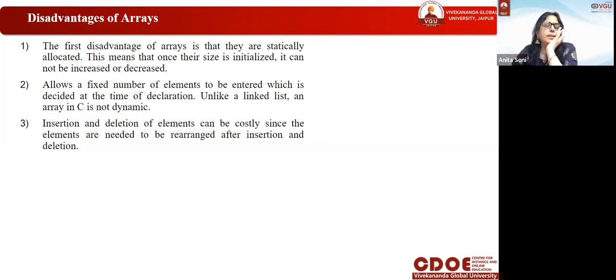An array in C is not dynamic. Even if you want to insert an element in an array or delete an element from an array, it is not easy. You have to rearrange the array for insertion or deletion. So it will take more access time. The cost of accessing would increase, and then the complexity would increase.